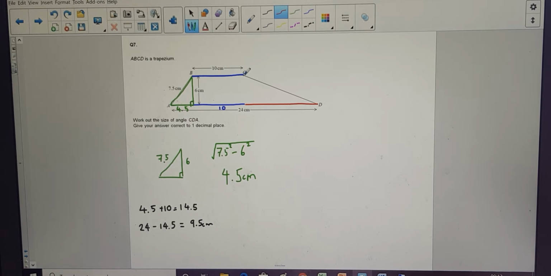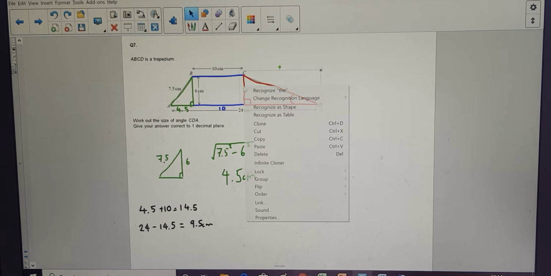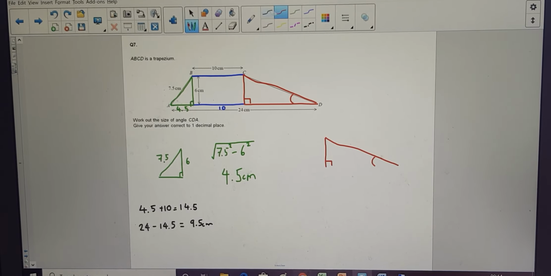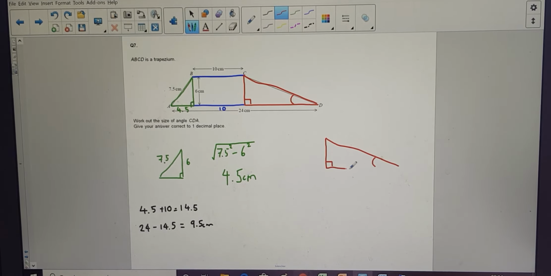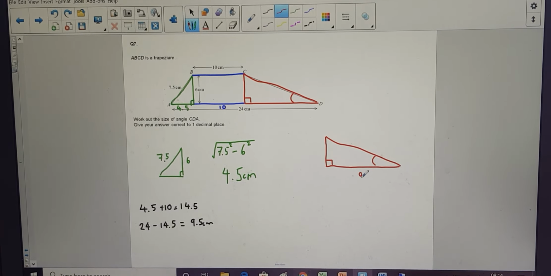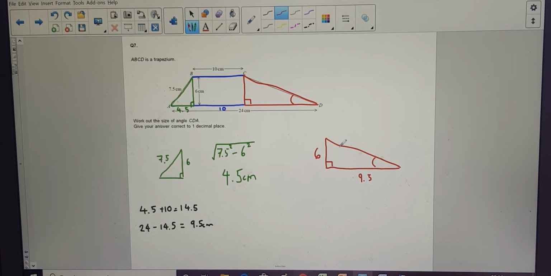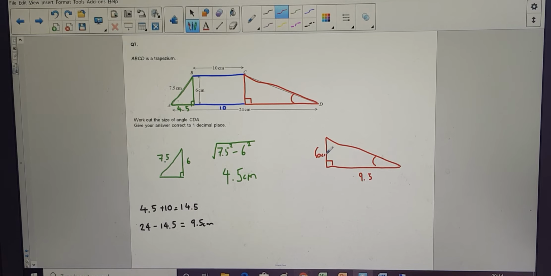Right, I'm going to draw that triangle again. The angle CDA is the one that I want. Okay, so I've just worked out the length across the bottom is 9.5. I know that that perpendicular height is the same as this perpendicular height of the trapezium, which is 6. I'll put the unit on at the end. In fact, no, I'll put it on now.